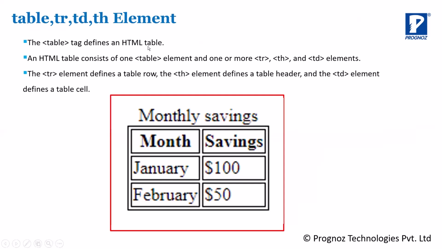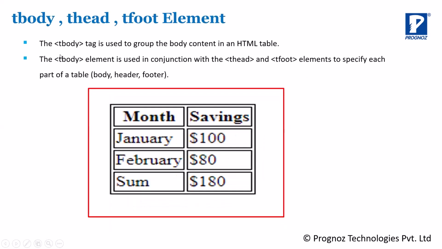The table tag defines the HTML table, and when we go for the table element, we can write one or more tr tags. We can write th tag. We can write the td tag or element, and tr element defines the table row. Th element defines the table header, and td element defines the table cell. If you want to represent any data, then t body, t head, t foot. T body tag is used to group the body content, and t body element is used with t head and the t foot.